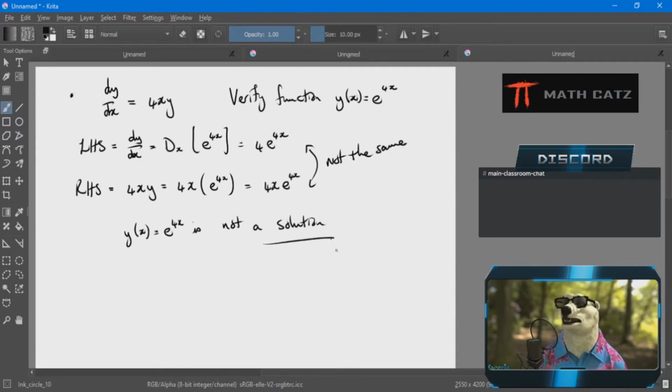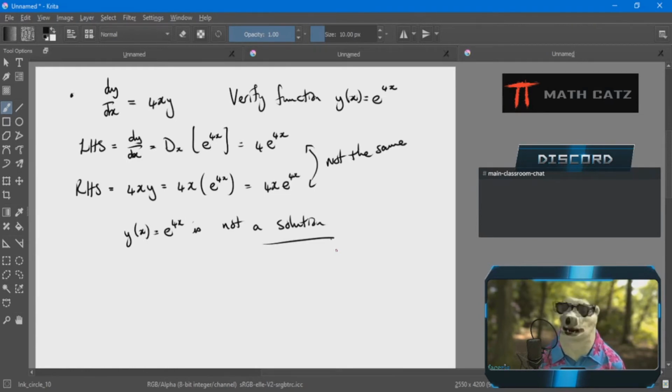Just like if I were to have a basic equation, plugging in a number and the two sides don't equal each other, then that's not a solution. I'm just now working in functions, and then the equations become differential equations. Okay, so there are some similarities, but there's also a bunch of new things.